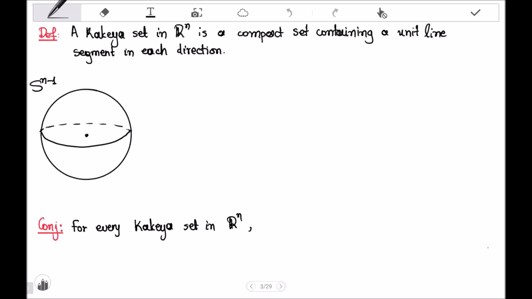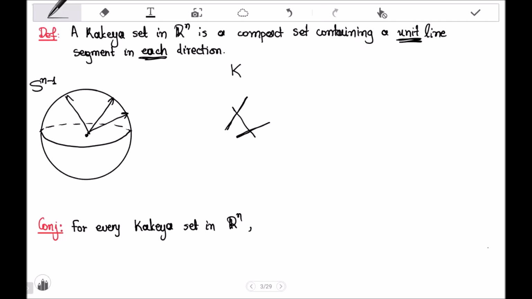So a Kakeya set in R^n is a compact set that contains a unit line segment, a line segment of length 1, in every possible direction. This means that no matter what direction you choose here in the unit sphere, inside your Kakeya set K, you will be able to find a copy of that direction somewhere. Same if you take this direction, a copy will exist somewhere in the Kakeya set. Same for this direction, and so on.